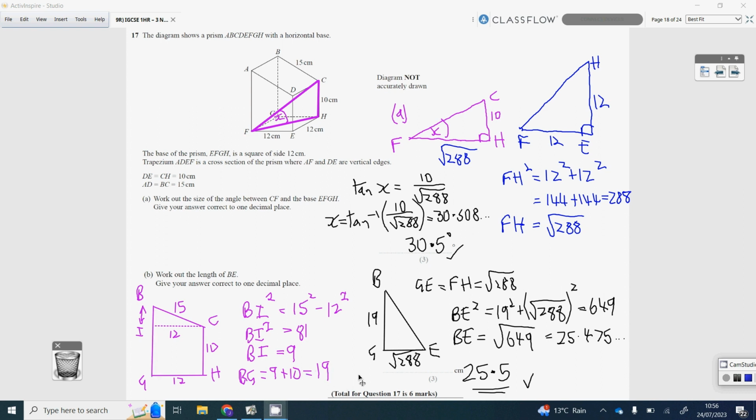Now, once I know B to G is 19, I can work out B to E by doing a positive Pythagoras. So B to E squared equals 19 squared plus root 288 squared, which equals 649. Square root that, I get 25.475, which is 25.5 to one decimal place.